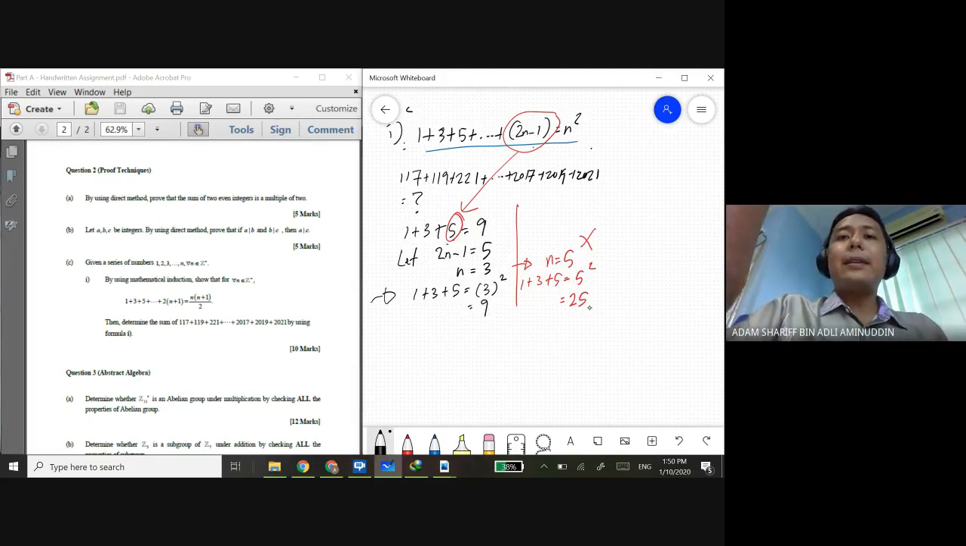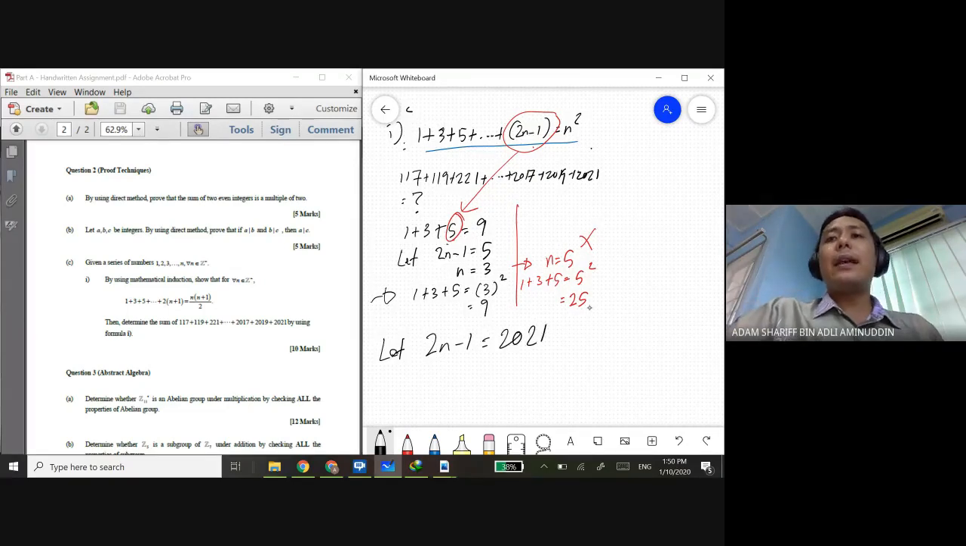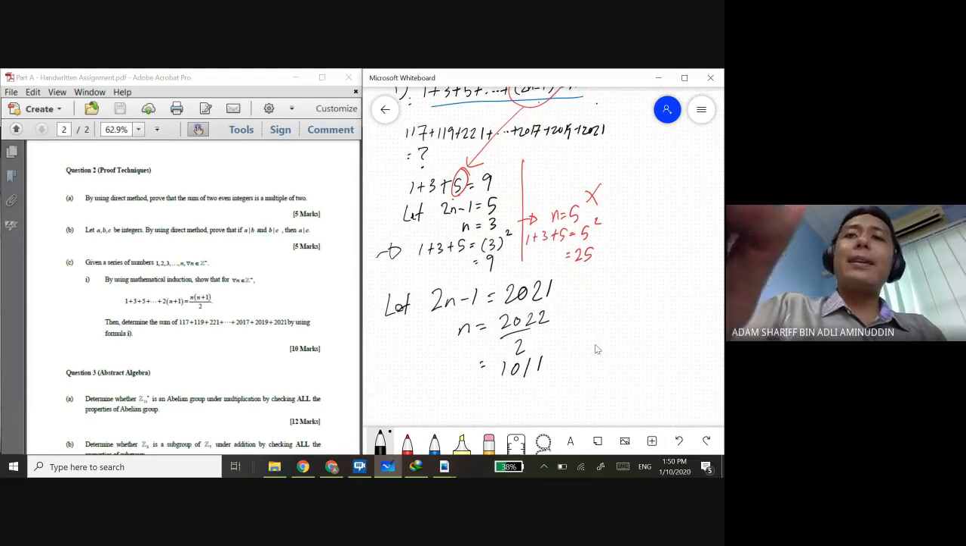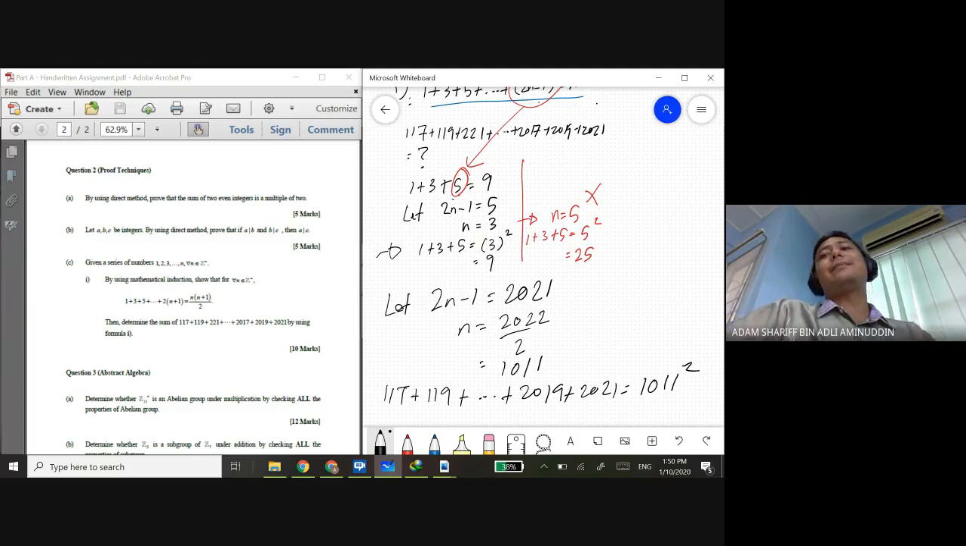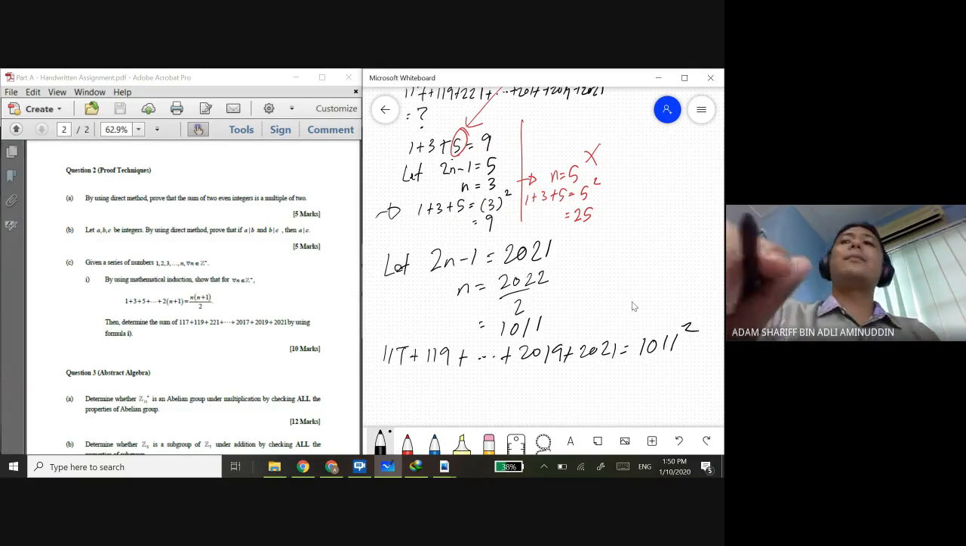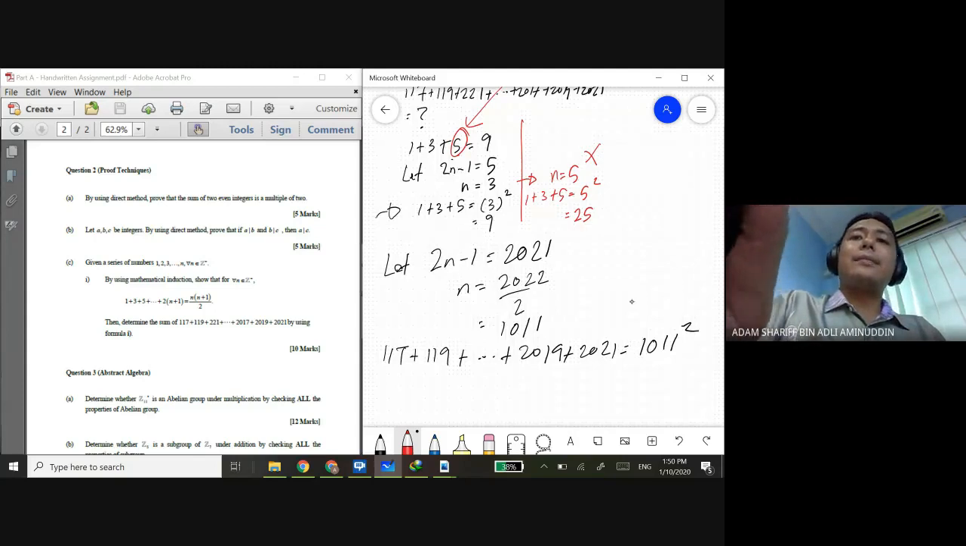The second mistake is that they do this. Let 2n minus 1 equals to 2021. Then n will be 2022 divided by 2 becomes 1011. Lepas tu jawapan dia cakap 117 plus 119 plus until 19 plus 2021 equals to 1011 squared. Dia jawab macam tu. Okay, this is the second mistake.